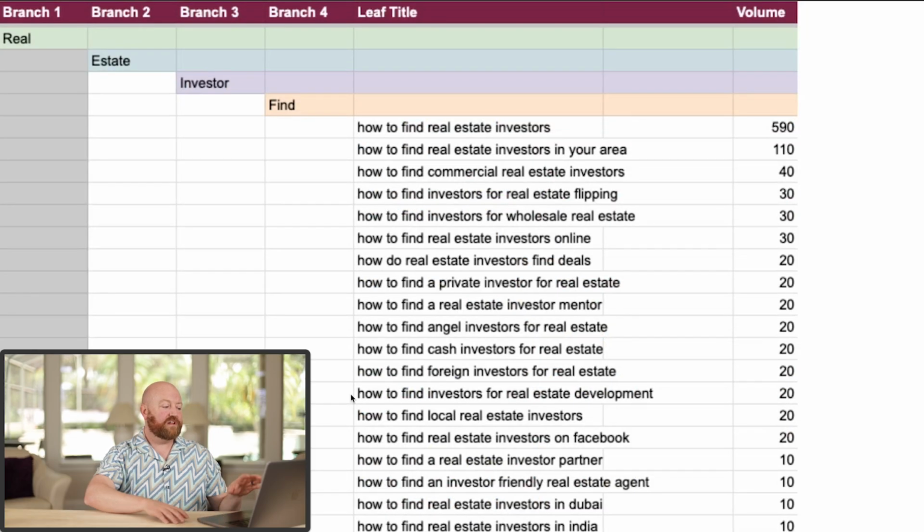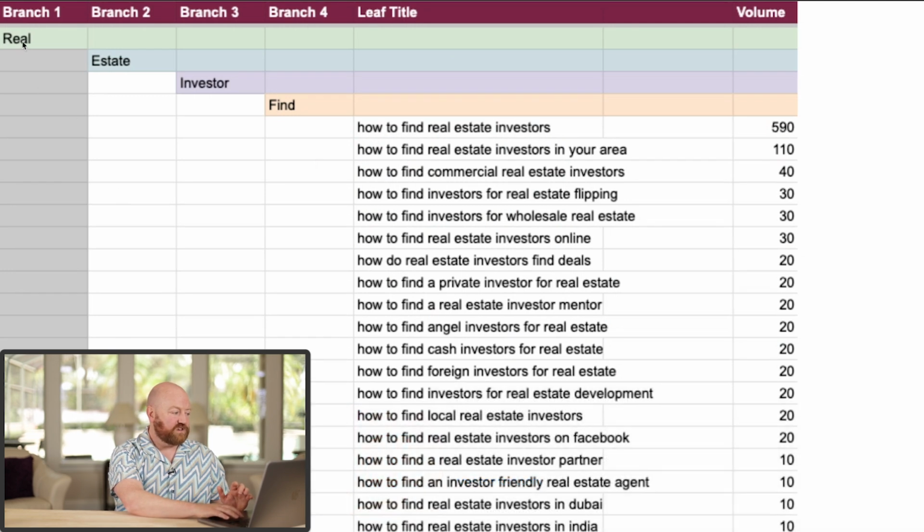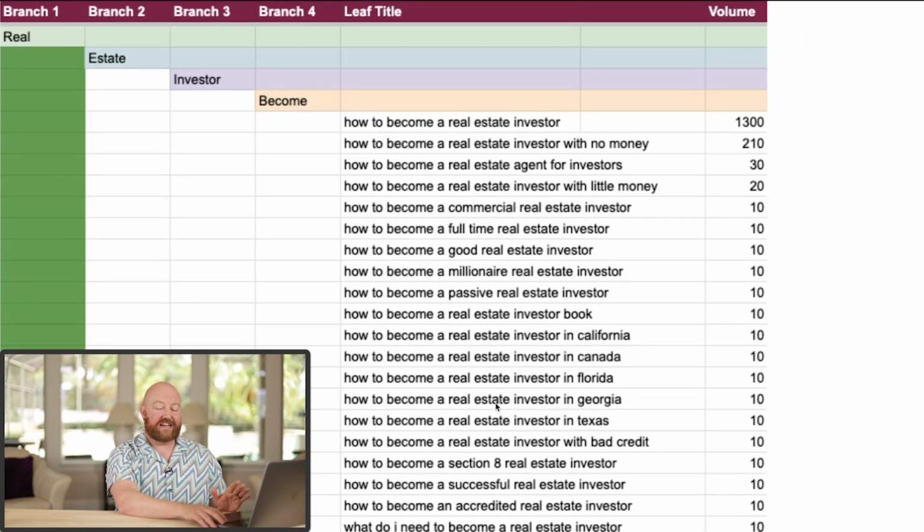Now let me show you an example. This is some research I did for Noelle Randall. She teaches real estate investing, and I found this branch that has real estate investor find. So kind of 4 branches in, all of these leaves have those 4 words in there. Let me show you a similar branch, real estate investor become. So both of them share the same level 3 branch, but one is find and one is become.